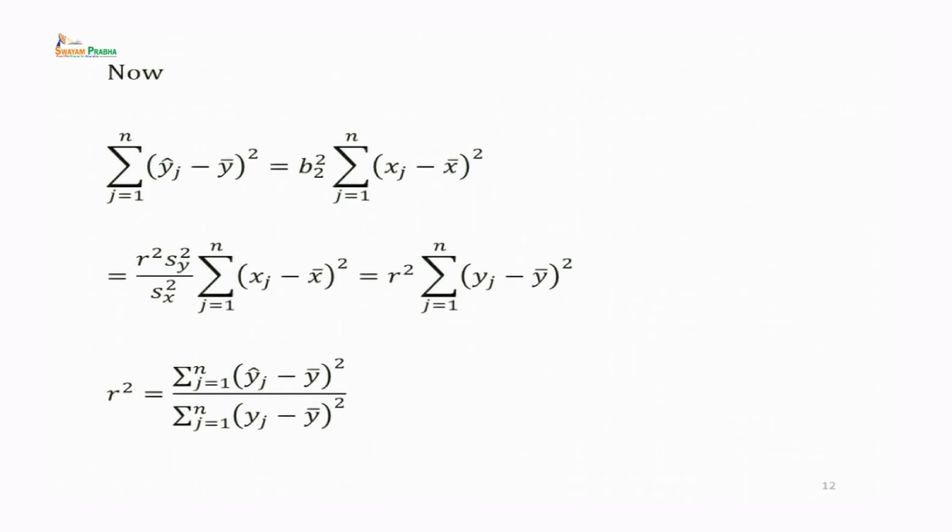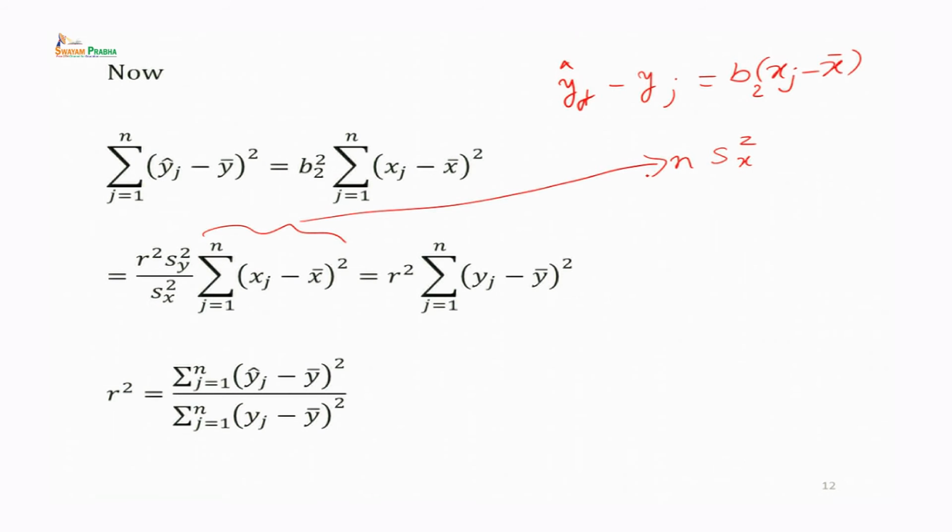Well, at the most this ratio can be 1. Now, you can write summation j equal to 1 to n, ŷ_j minus ȳ, whole square. Actually, ŷ_j minus ȳ is equal to b_2 times (x_j minus x̄). So, from here you obtain b_2 square times summation j, (x_j minus x̄) whole square, and summation (x_j minus x̄) whole square is equal to n times s_x square, and b_2 square is equal to r square s_y square upon s_x square.